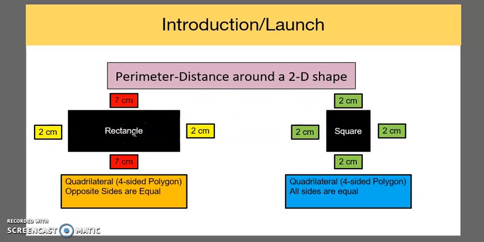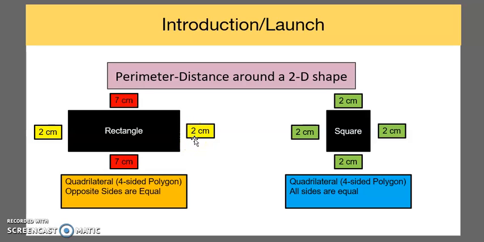The first one is a rectangle. A rectangle is a quadrilateral, which means a four-sided polygon. And we know a key characteristic of rectangles: opposite sides are equal. So if we know that one side is 7 centimeters, we know that the other side is 7 centimeters. If we know that this side is given, the opposite side will also be the same value. So in this case, here is 2 centimeters. Over here is also 2 centimeters.